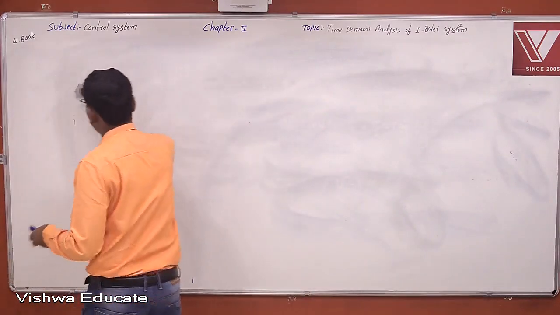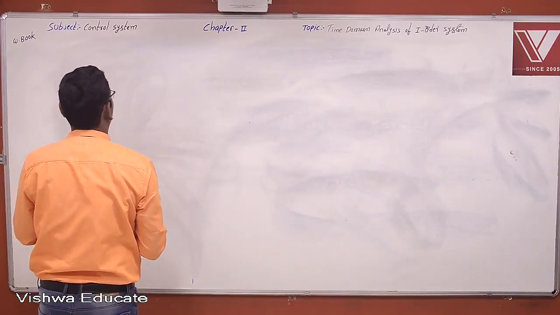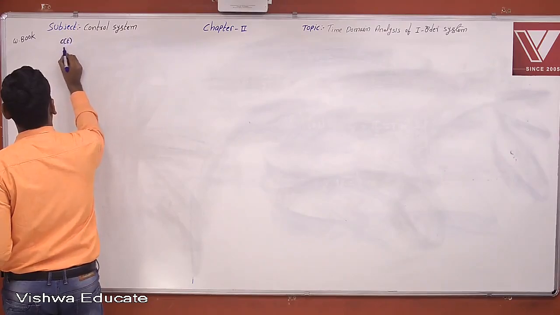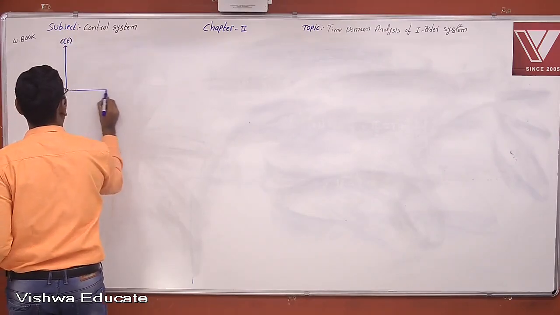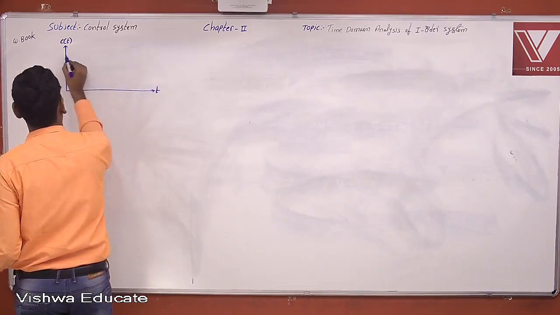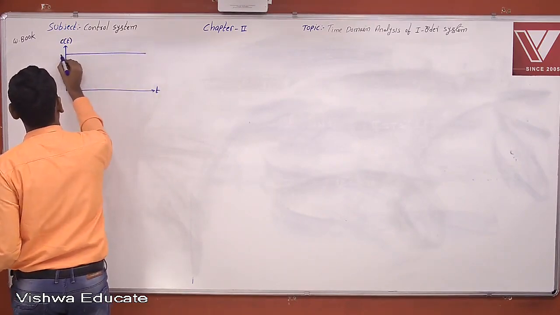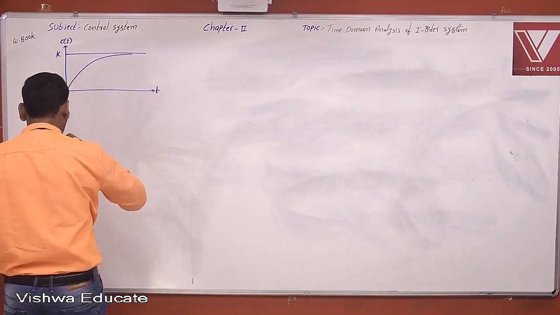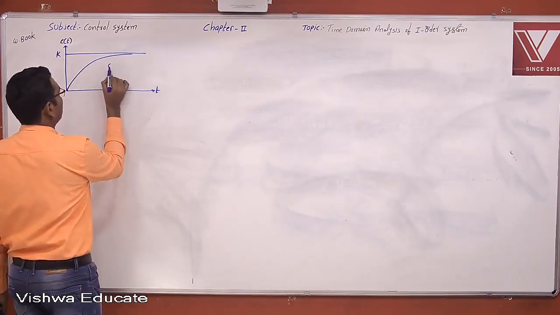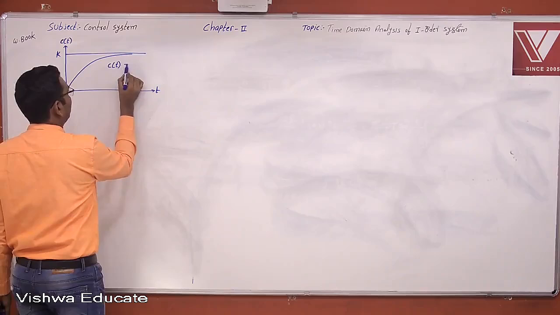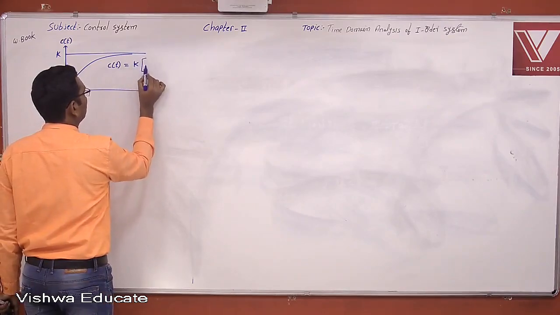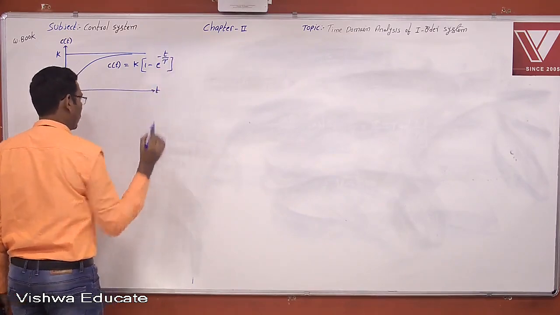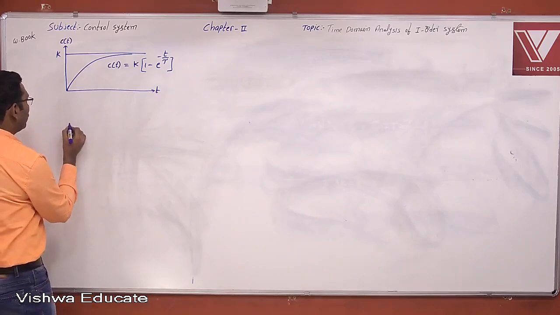Before we start question number 3, just recollect what we are doing. Now this is the response of the first order system. What we studied: the practical response. Now if you see here, this is the first order system practical response. No sir, we are not doing that, we are doing this one.